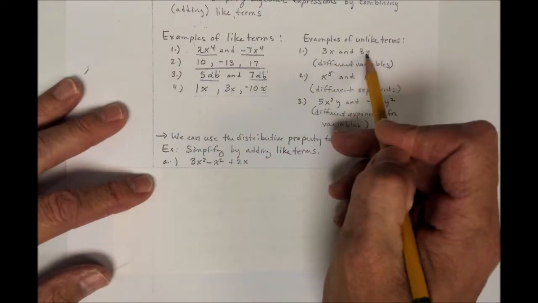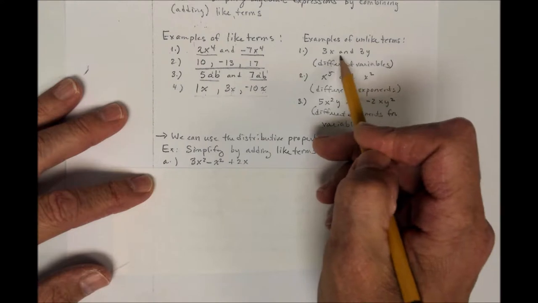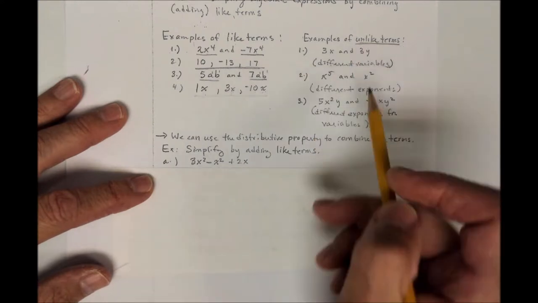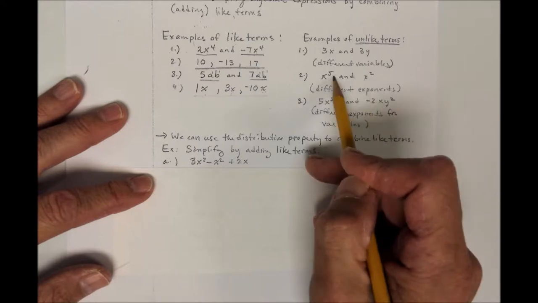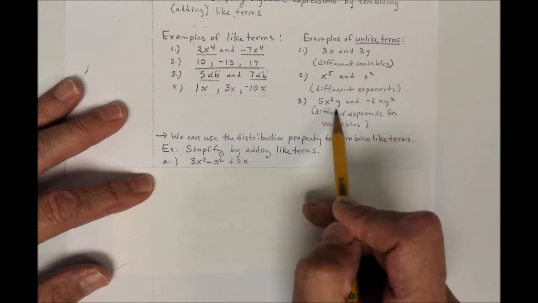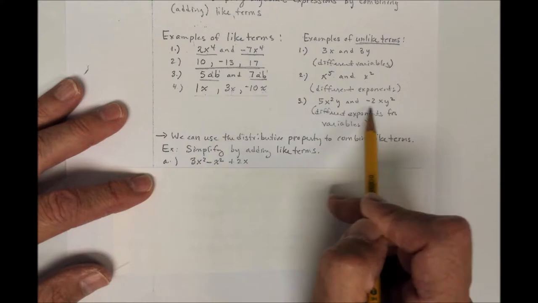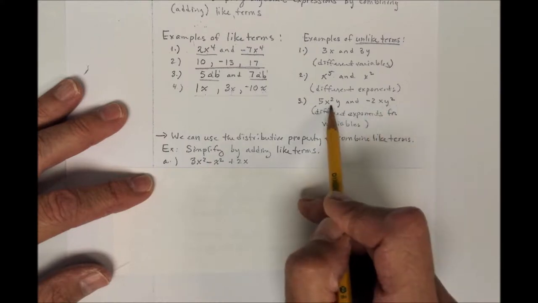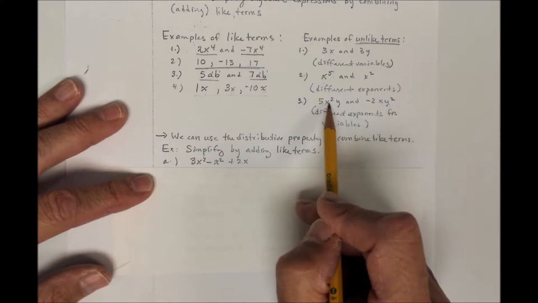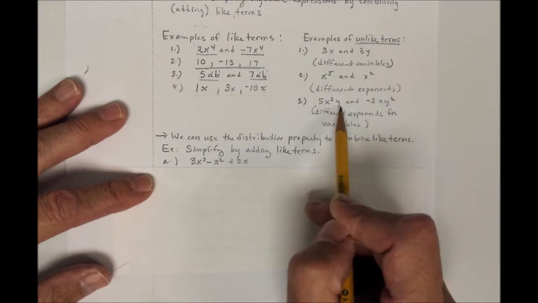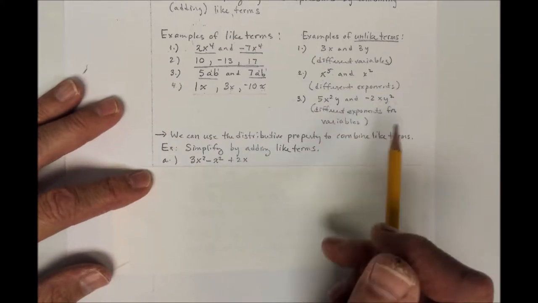Now, what aren't like terms? 3x and 3y, they have different variables. They're not like terms. These are examples that are not. Or x to the fifth and x to the second, they have the same variable, but they have different exponents. Or here, 5x squared y and negative 2xy squared. Here, they have the same variables, but they have different exponents for the x's, different exponents for the y's. And it didn't matter that they were both different, even if just the x's are different and the y's are exactly the same, those are not considered like terms.